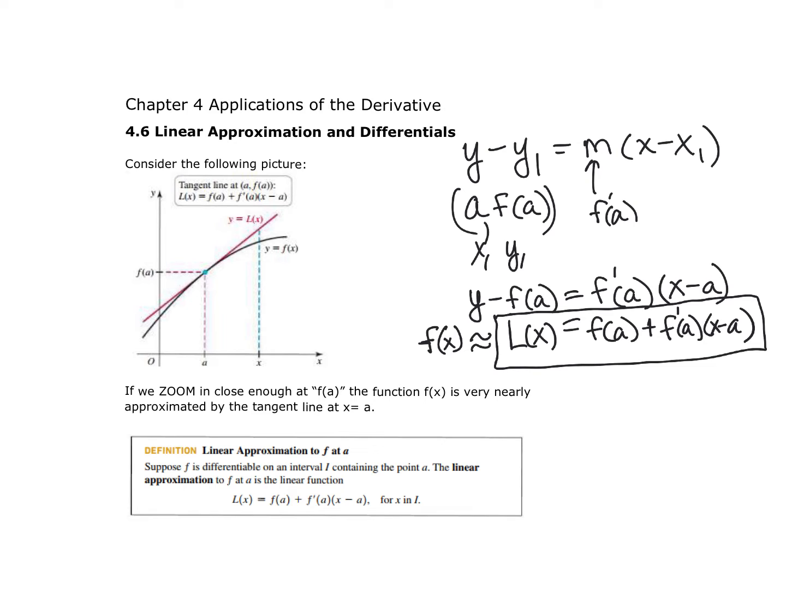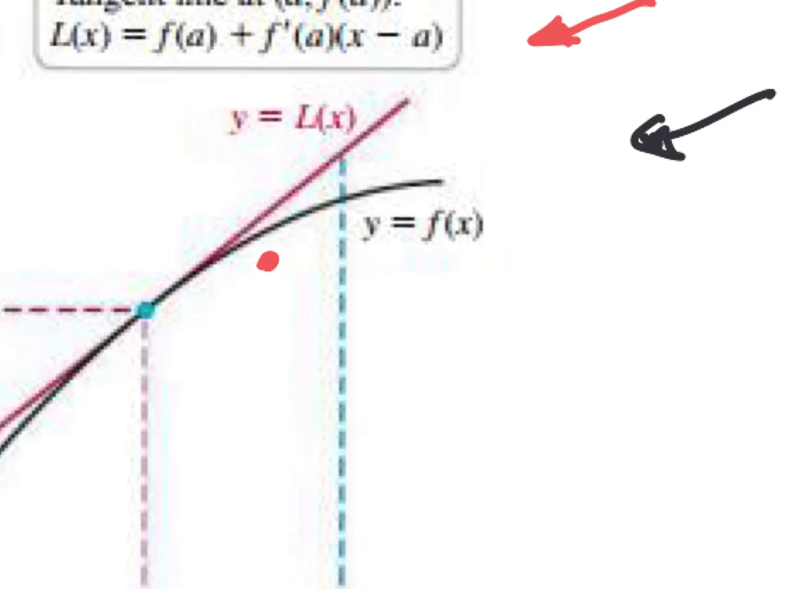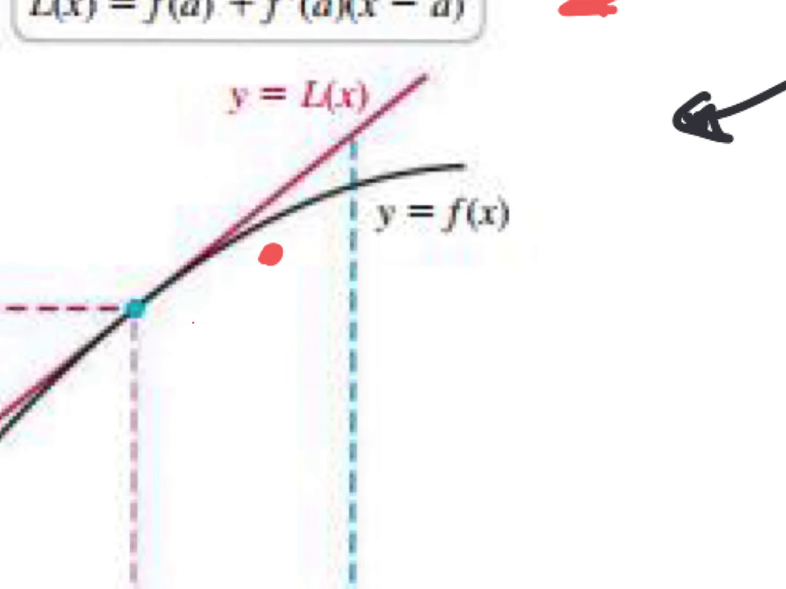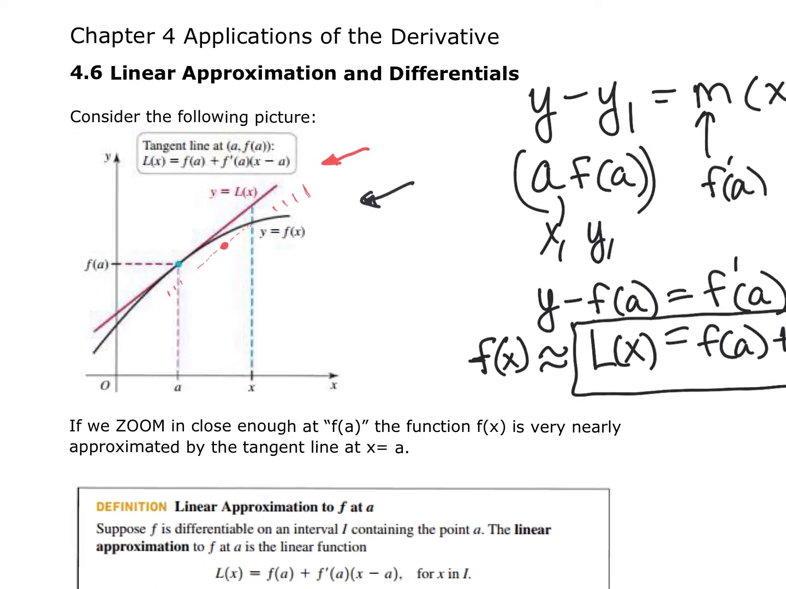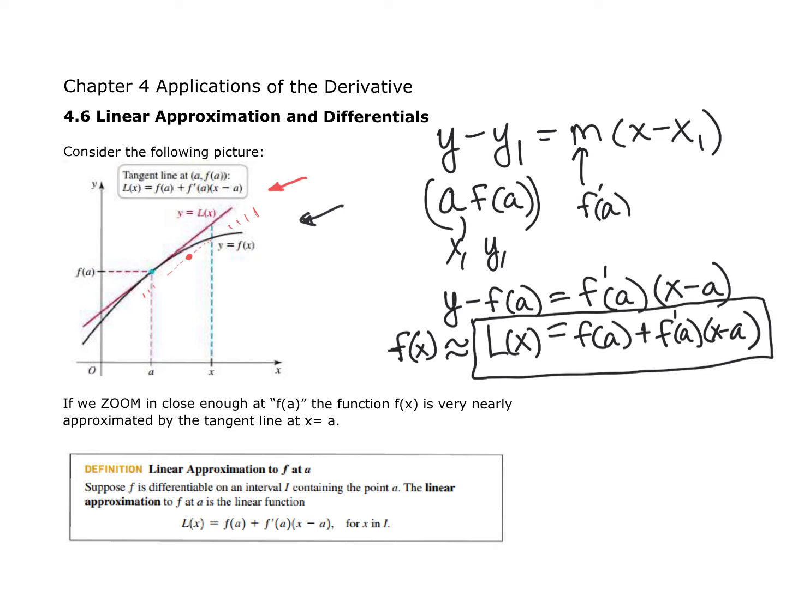Let me explain that real quick. When we have this curve, f of x, and the tangent line, L of x, if you zoom in close to a, here's a right here, you can't really tell the difference between the two lines until you're a ways away. Once you get further away, the difference between those two lines becomes more apparent. But as long as you're close to a, we can use the linear approximation to approximate a function value.